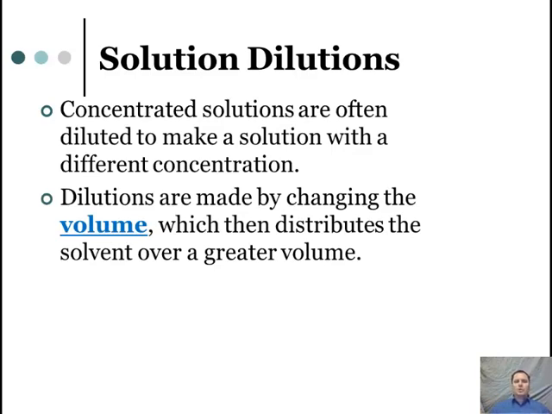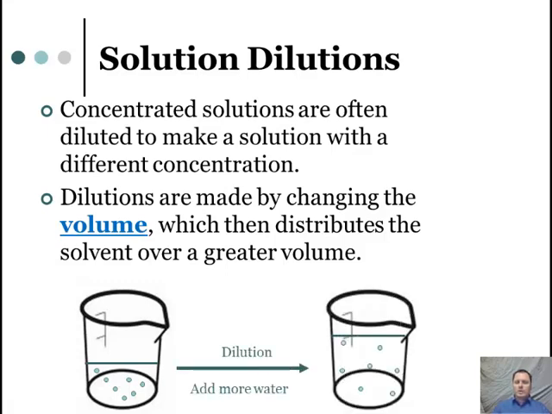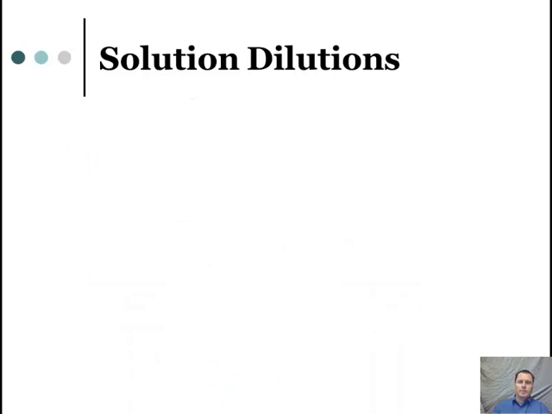Okay, so dilutions are made by changing the volume. We're diluting, we're adding water in our case to it. So imagine this, you have your beaker, here's your concentration, and now we're going to add some deionized water. And what we see happening then is that the number of particles doesn't change, but the volume changed, so we've spread it out. We've increased our liters, so we get a smaller molarity.